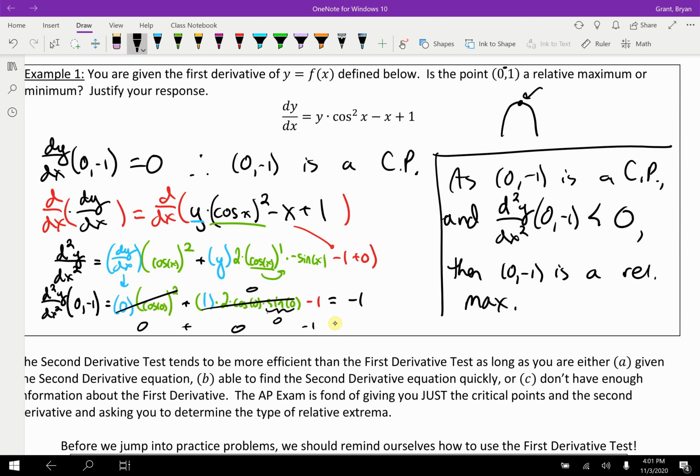I do see a lot of people mess this up. They think, oh, second derivative negative. Negative means min because mins are smaller than maxes. Just draw yourself a picture and you'll be just fine.